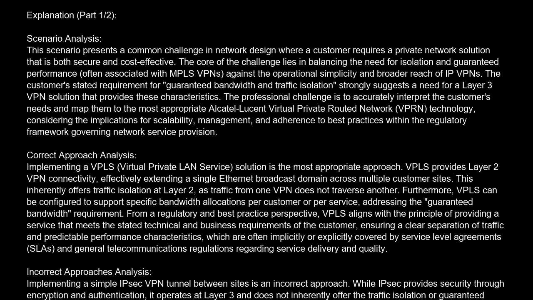Correct approach analysis. Implementing a VPLS, Virtual Private LAN Service, solution is the most appropriate approach. VPLS provides Layer 2 VPN connectivity, effectively extending a single Ethernet broadcast domain across multiple customer sites. This inherently offers traffic isolation at Layer 2, as traffic from one VPN does not traverse another. Furthermore, VPLS can be configured to support specific bandwidth allocations per customer or per service, addressing the guaranteed bandwidth requirement.